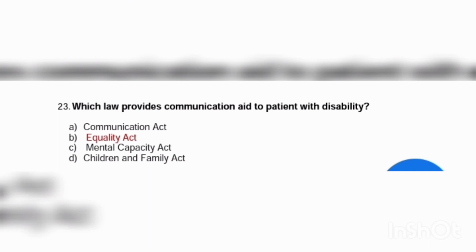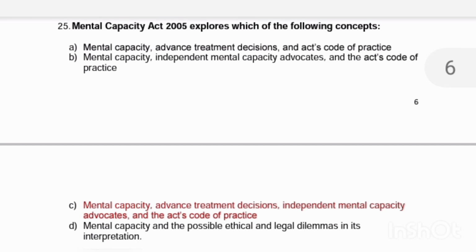Which law provides communication aid to patients with disability? Option A, Communication Act. Option B, Equality Act. Option C, Mental Capacity Act. And option D, Children and Family Act. Option B, Equality Act is the correct answer.